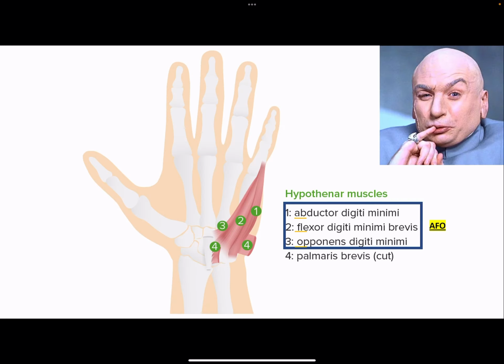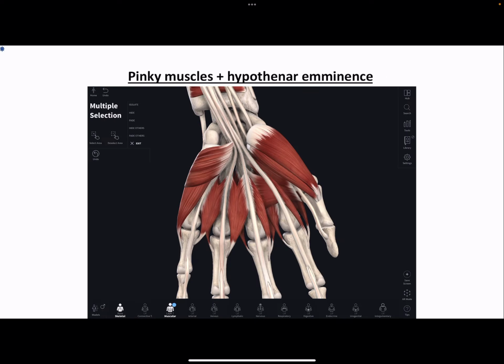All right, hypothenar, all pinky stuff. Again, Pluto debate, is the palmaris brevis part of the hypothenar? I don't know. Who cares? I would probably say that it's not, but it might as well be, right? All of these muscles are working together, just like in the thenar example that we just had. Again, abduction, flexion, opposition are the main things. Palmaris brevis, abductor digiti minimi, flexor, and then the opponents.